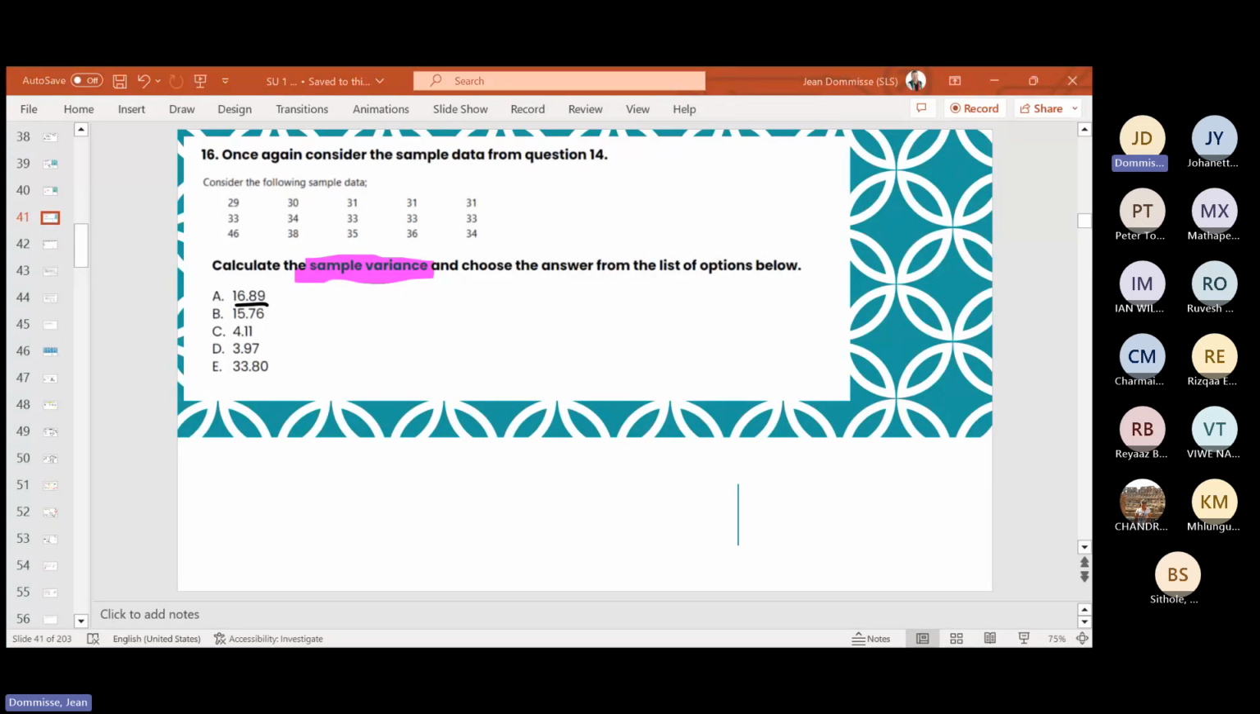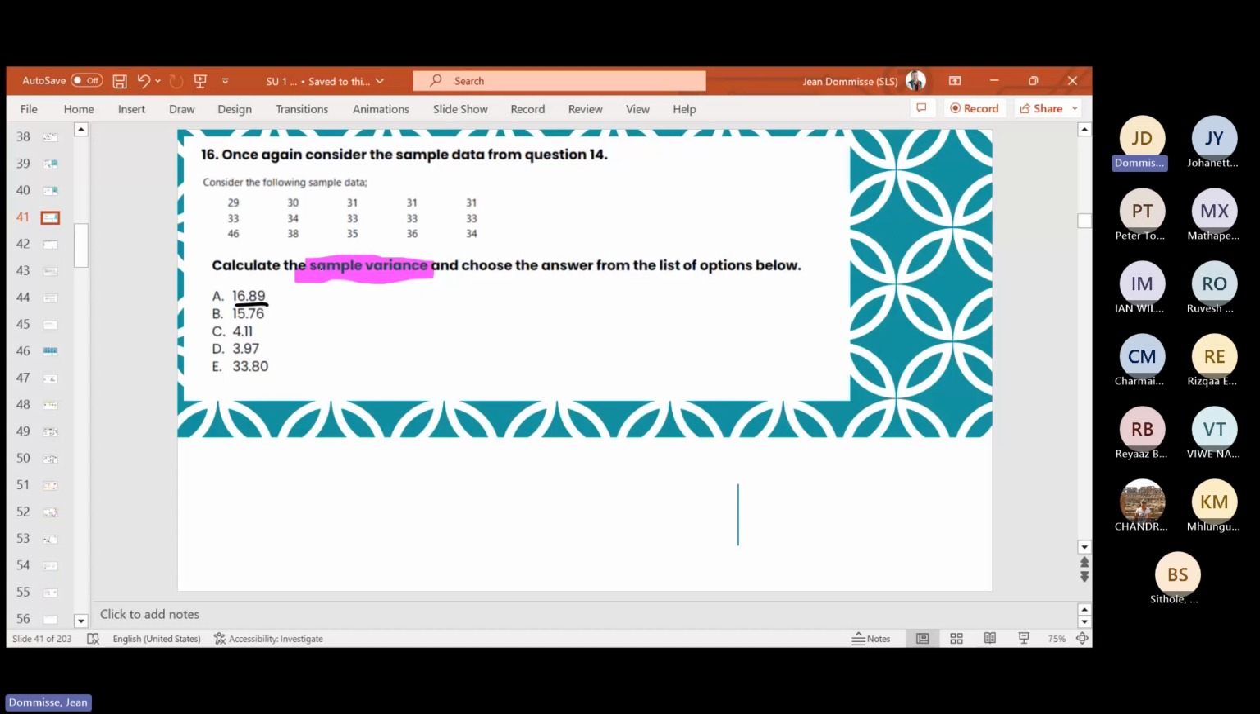Again, if you said sample variance instead of population variance, the 15.76 would have been your answer. So if you use Excel, please just make sure that you're using the correct formulas. Otherwise you're working it out perfectly, you get the answer, you think it's correct, and unfortunately it's not.